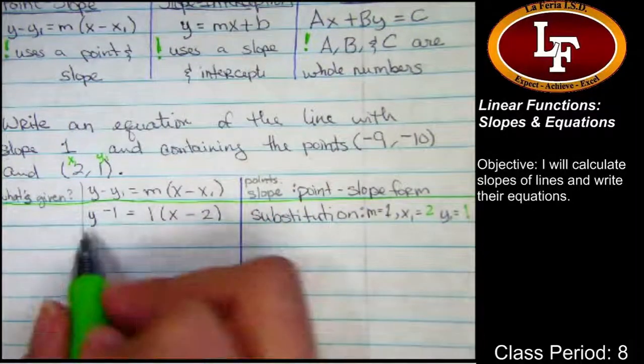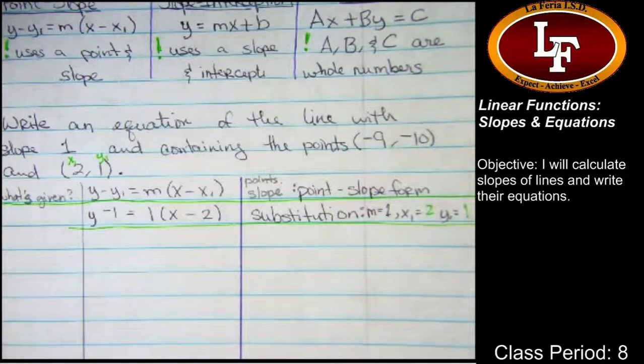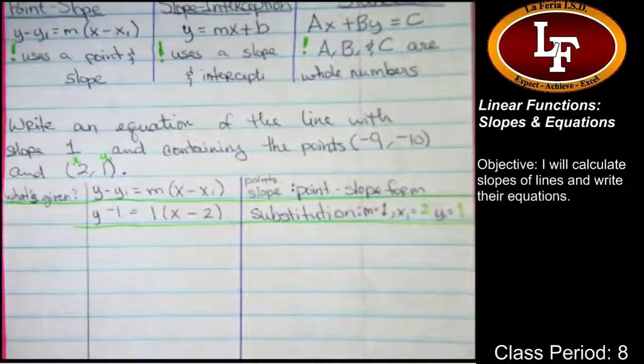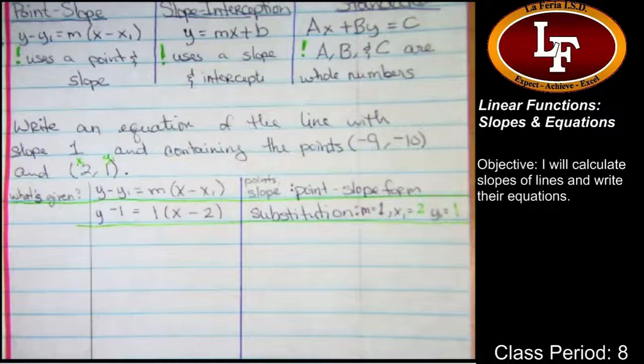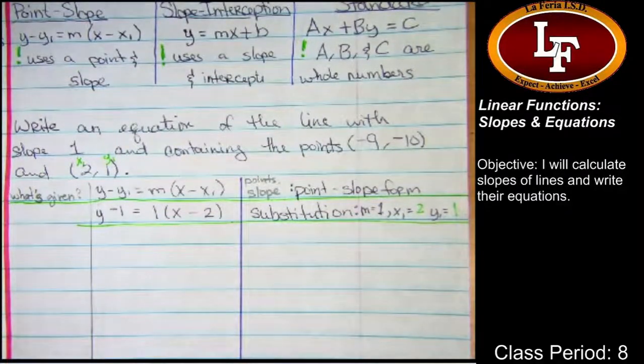There it is. I did my substitution. Now I want to ask you guys, did the question tell you what form of the equation of a line it wanted you to write it in? Did it tell you what form it wanted the answer in? No, it just said write an equation of a line. Did we write an equation of a line? Yeah. It's in point slope form? Okay, so we're done.